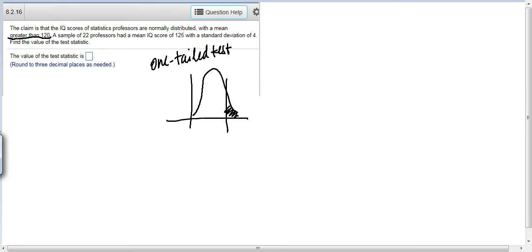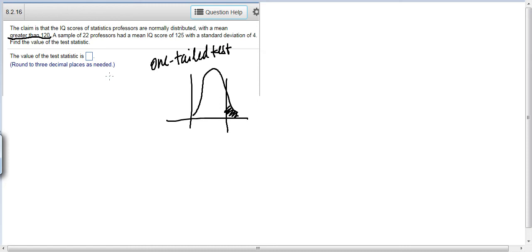If the question said something like not equal to 120, then you would have a two-tailed test, and it could be less than or greater than. You'd add a part there, but we're not going to deal with that. That's just for a two-tailed test when it says not equal to.